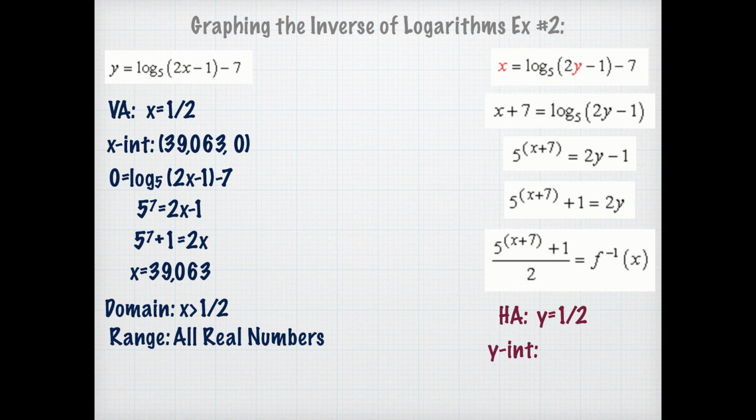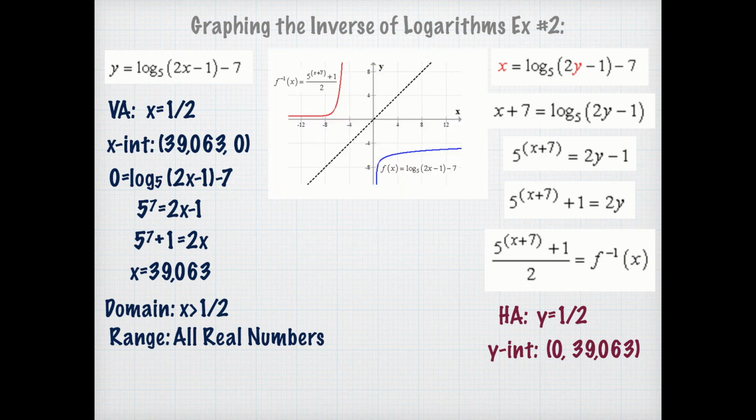My y-intercept here is going to be simply 0, 39,063 because I got that from the log. You can also just plug in 0 to your equation and you'll get the same value. So to graph, again, this confirms your vertical asymptote of 1/2, your horizontal asymptote of 1/2, and then notice how they are symmetrical over the y equals x line.